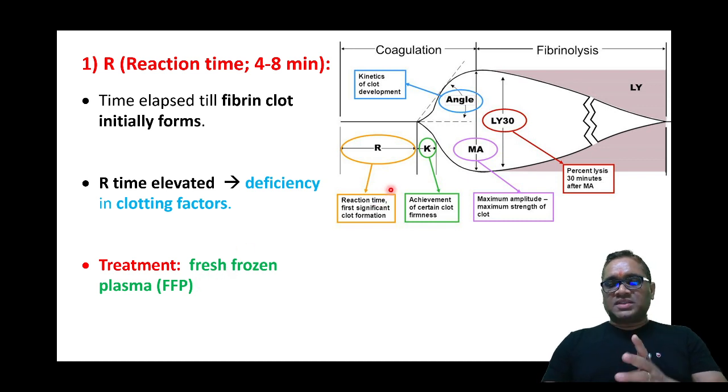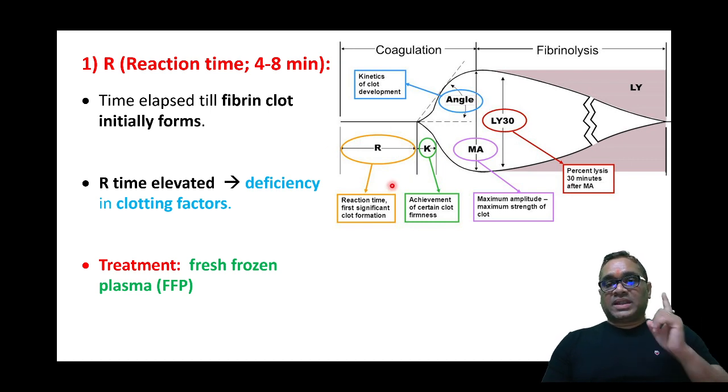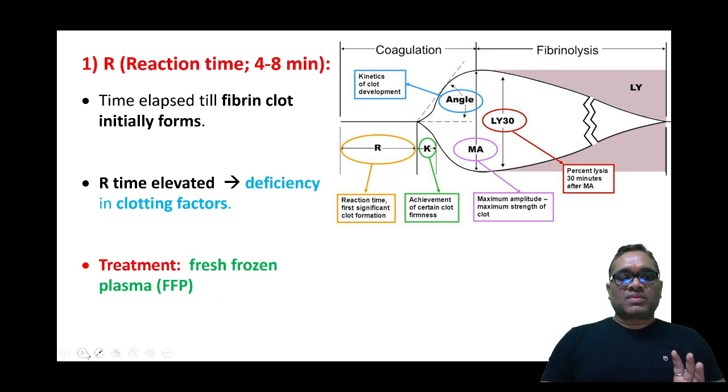So now you understand, this is how the question will be asked. In a thromboelastography, R time is prolonged, what treatment are you going to give? At that time you should know R time is prolonged means there is a deficiency of the clot factor, and you will give fresh frozen plasma. So number 1 is done.